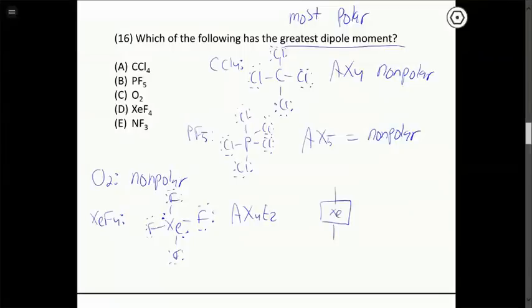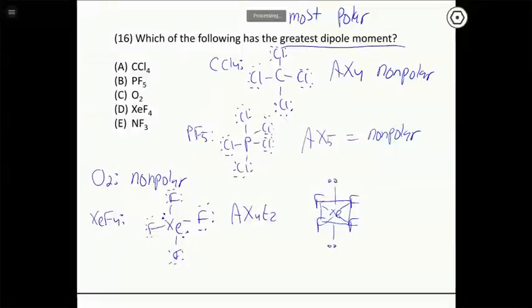So the xenon in the center, and remember for any structures with lone pairs, we're going to put the lone pairs as far apart as possible. So for AX4E2, we arrange them 180 degrees apart, which leaves the fluorines out here. And this one is square planar and nonpolar, because the bond dipoles between xenon and fluorine are going to cancel out in both directions.